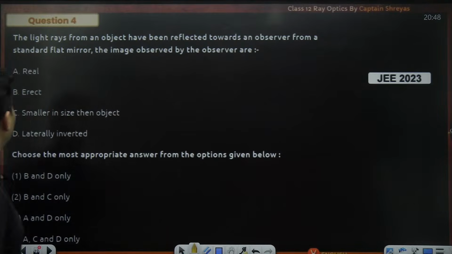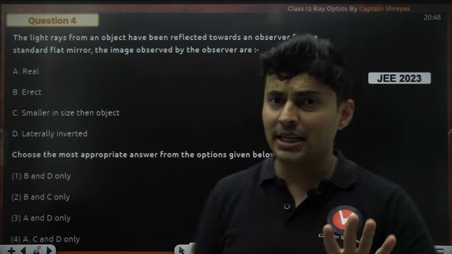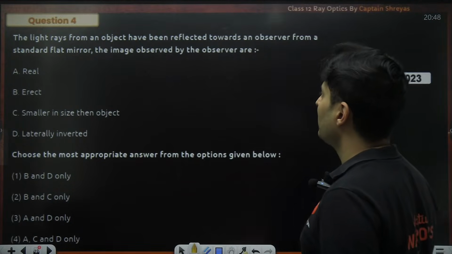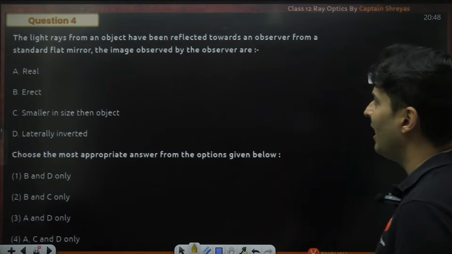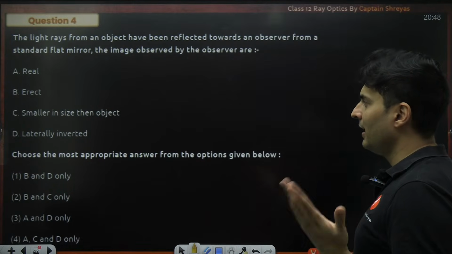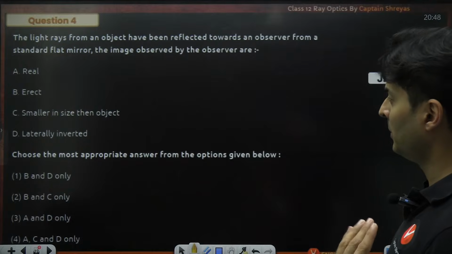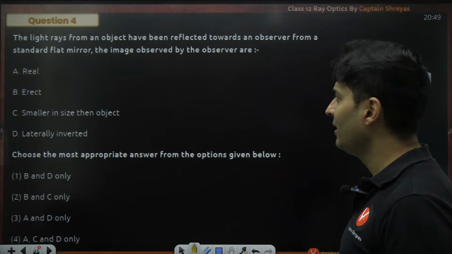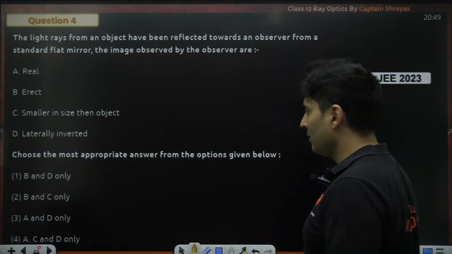Here it is. The light rays from an object have been reflected towards an observer from a standard flat mirror. The image observed by the observer: is it real? Is it erect? Is it smaller in size than the object? Is it laterally inverted? What do you think?